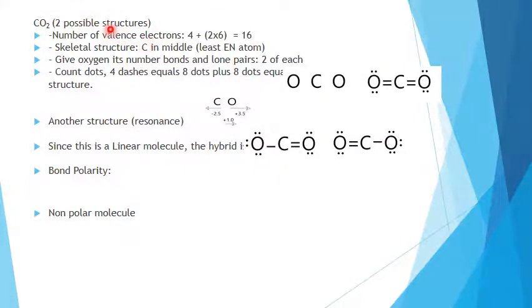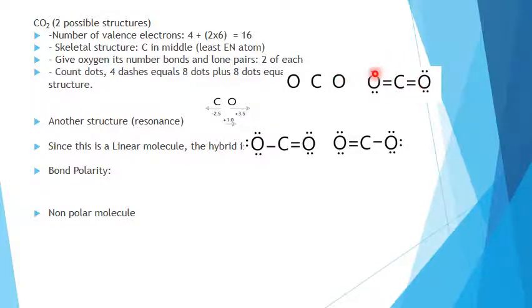Okay, so next one is carbon dioxide, and I said you can come up with 2 structures. So the number of valence electrons is going to be 4 plus 6 plus 6, or 16. The skeletal structure looks like this right here. The outside oxygen gets 2 bonds, 2 lone pairs.